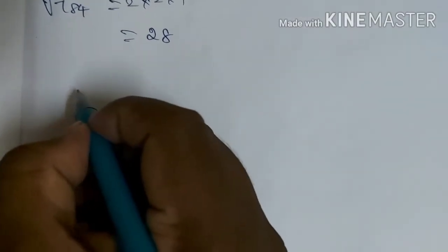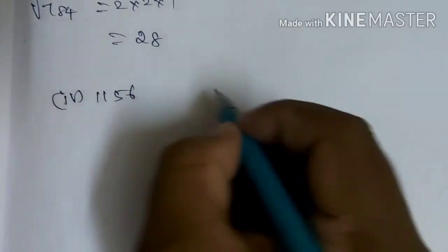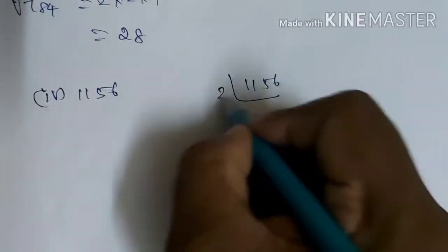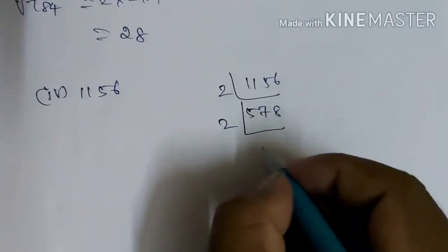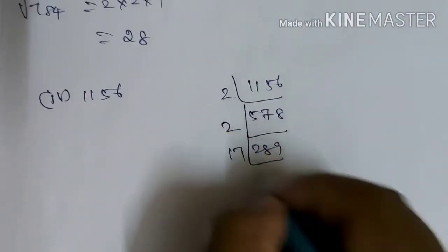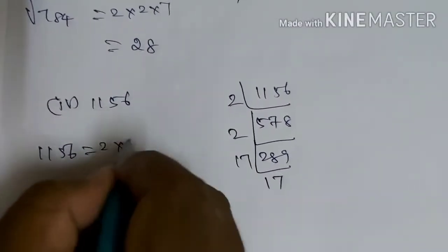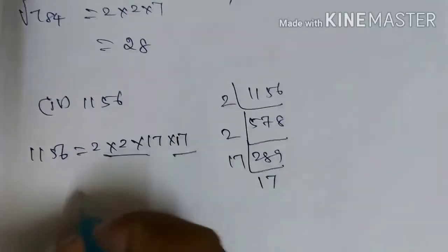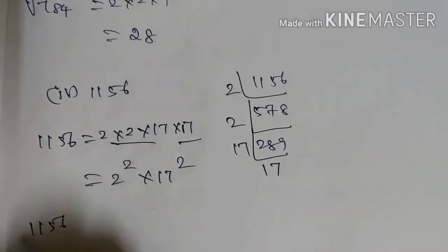Fourth one: 1156. So take the prime factorization method. So 578 times, again 289, 289 easily 17 times. So square root of 1156 equals 2 pair, 2 into 17. So answer is 34.